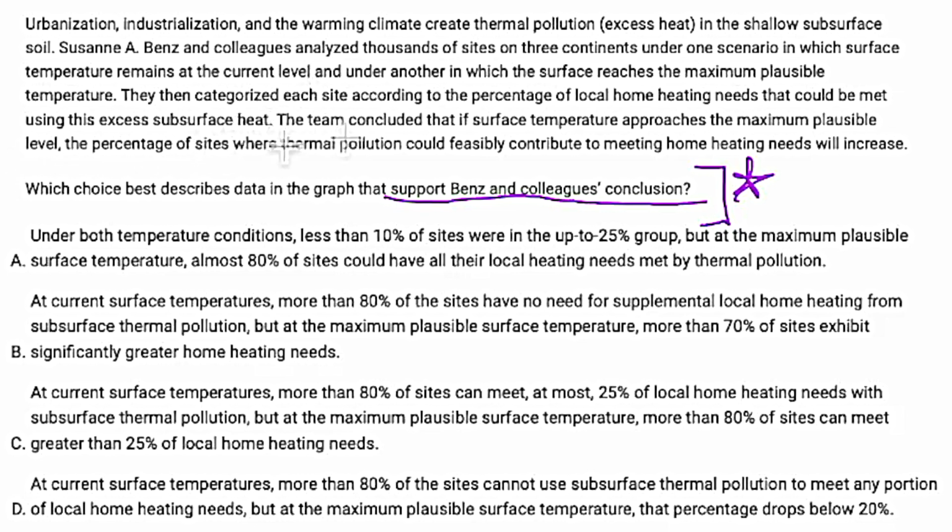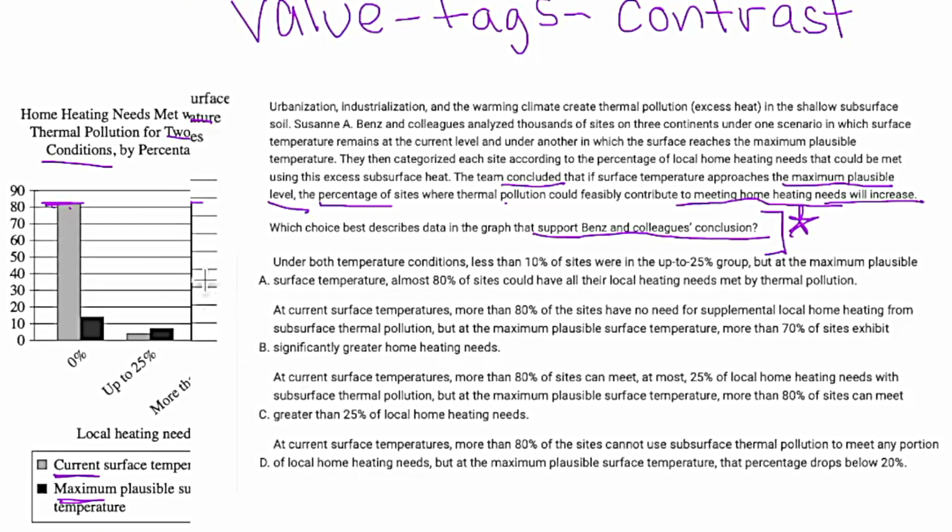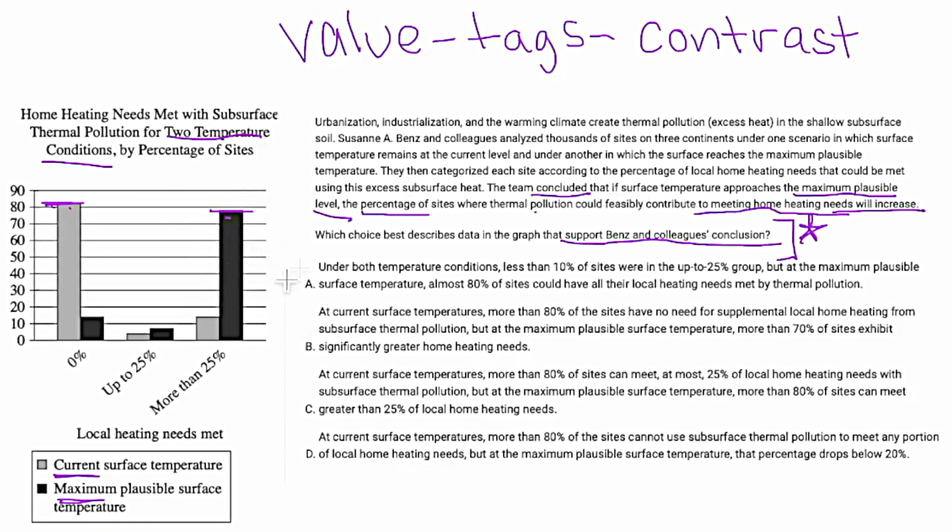excess subsurface heat. The team concluded, oh, that's exciting, that if the surface temperature approaches the maximum plausible level, so we're looking for maximum plausible level, the percentage of sites where thermal pollution could feasibly contribute to meeting home needs will increase. Percentage increase, so percentage of meeting home heating needs will increase. Okay, so let's just take a look at this graph before we even look at our answer choices and make sure that this graph proves that conclusion.